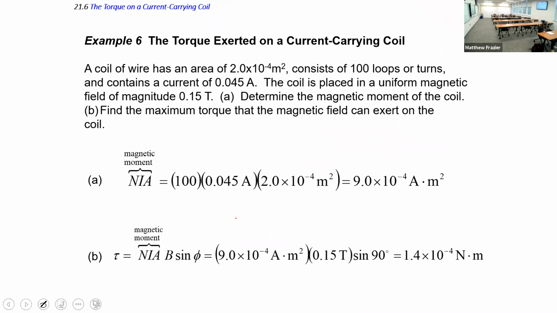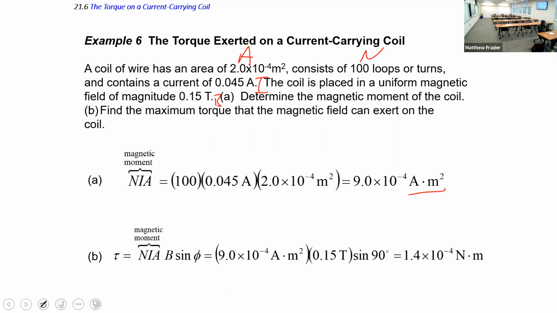All right, so we can determine for a given set of coils what the torque provided is. We have an area, a number of loops N, a current I, and a field B. The magnetic moment is part A, do a bunch of calculating, and it's always going to be in units of current times area.